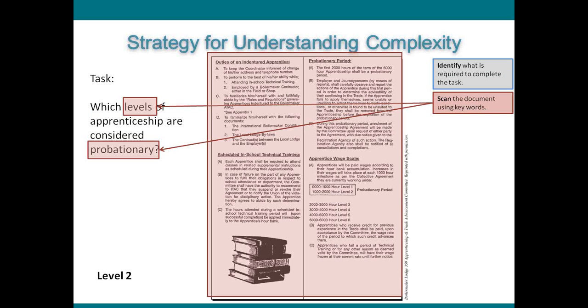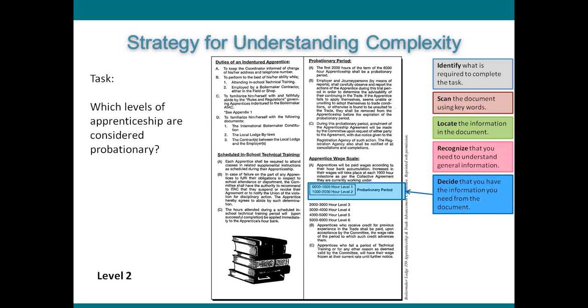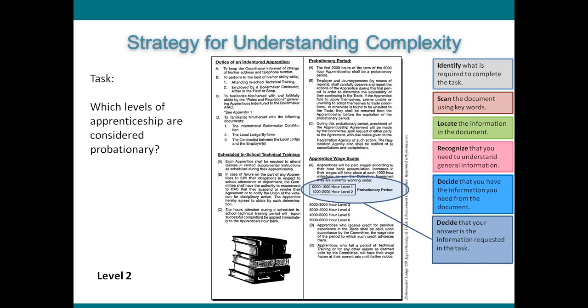locate the specific information. Once they locate that information, then they've got to figure out whether or not they have everything there to answer the question. So sometimes when you locate the information, you're going to realize that you actually require background knowledge to understand it. In this example, you don't. So you don't need that. So once you find that information, you have to decide that this is the information you need in the document. And then based on that task question, you say that this is the answer, levels 1 and 2.